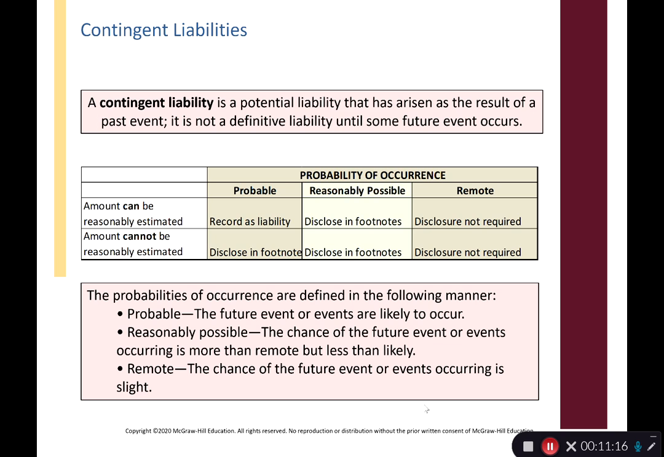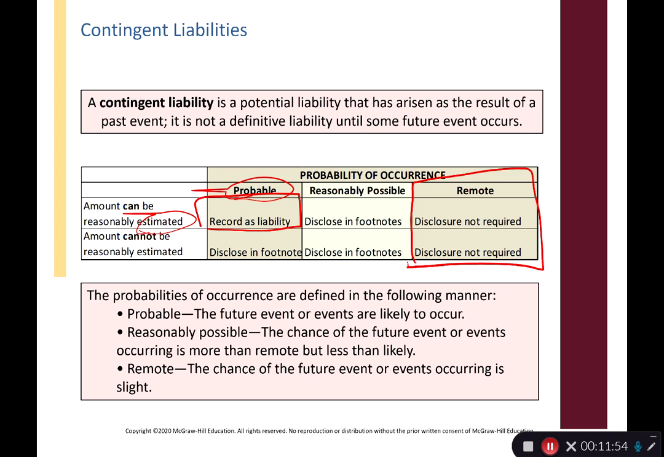GAAP has certain rules in place to determine how to deal with contingent liabilities. First, you have to determine if you can estimate the amount or not. And then you have to figure out the probability that you lose the lawsuit. So the only time you actually record a liability is when it's probable that you're going to lose and you can estimate the amount. That's the only time you record a liability. If the chance of losing is remote, the other extreme, then you do nothing.